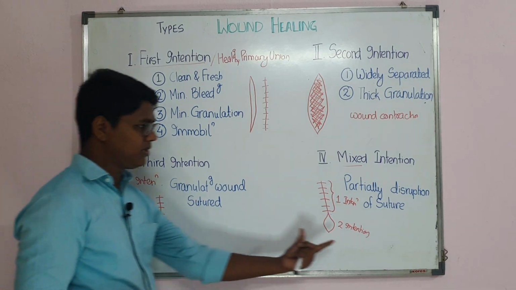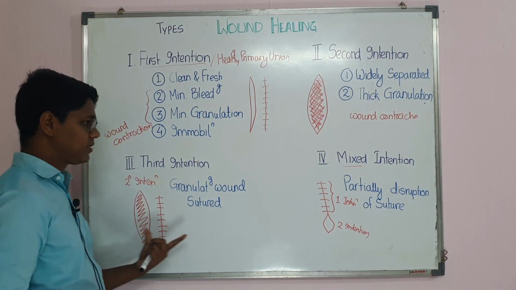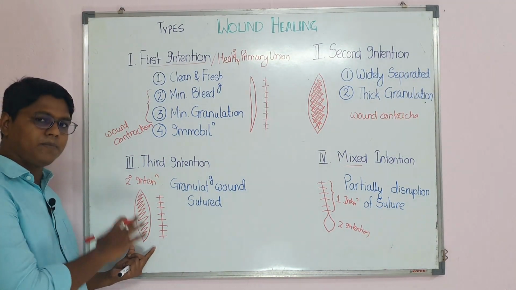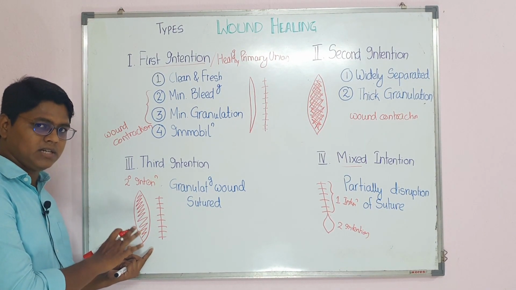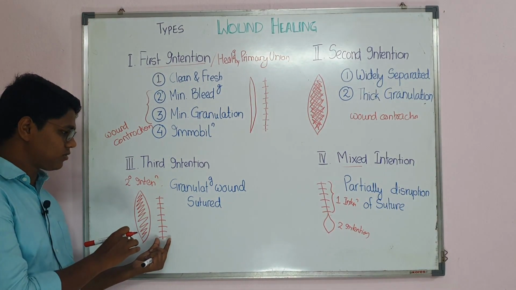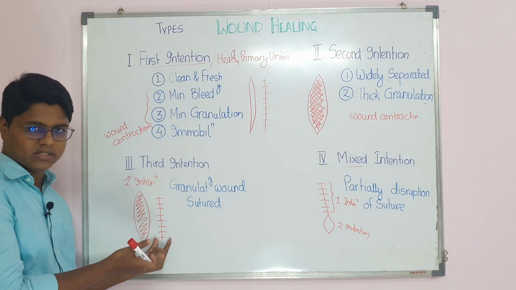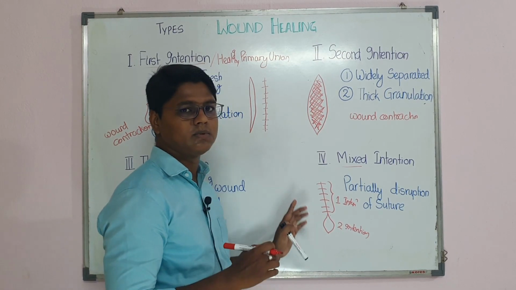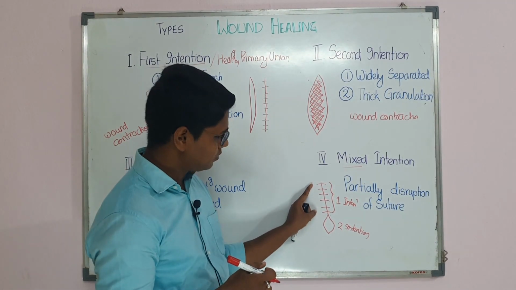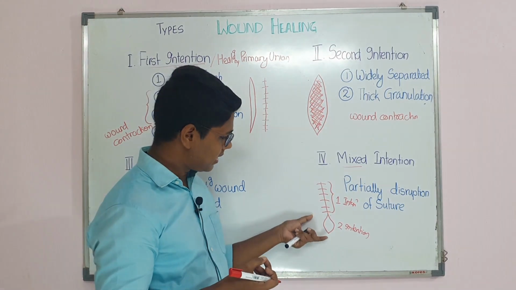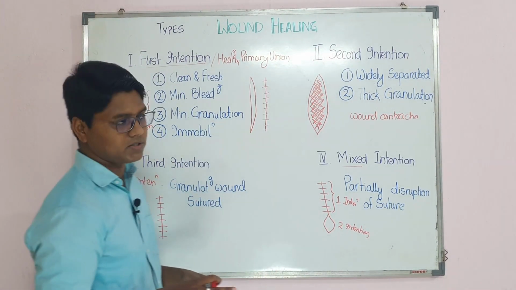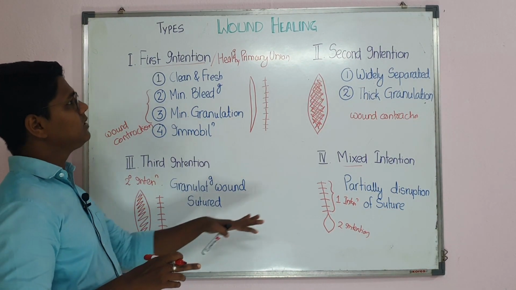Remember the difference between the third intention and the mixed intention. In third intention, it should have been healed by second intention, but you are suturing so as to make it first intention. But in mixed intention, two types of intention are present: first intention in the part where it is sutured, and second intention in the part where the suture has been disrupted. This is all about the wound types.